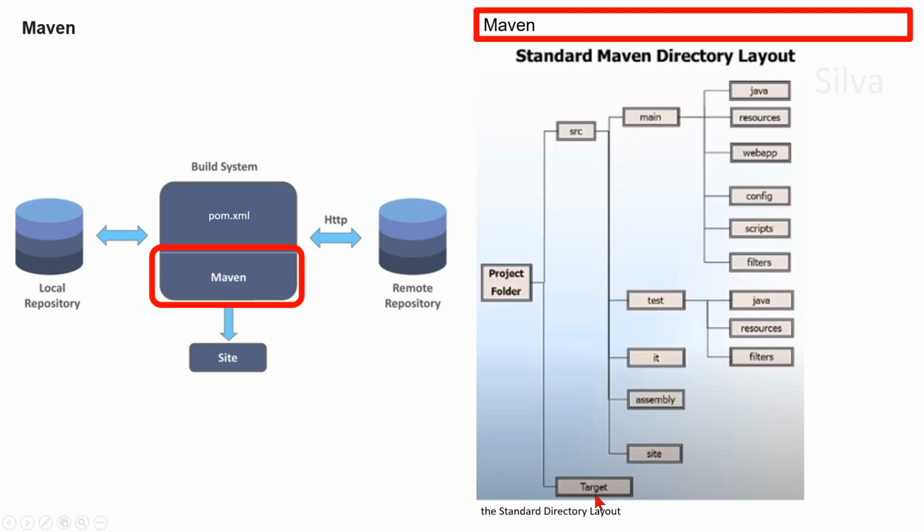The target directory is used to house all output of the build. The src directory contains all of the source material for building the project, its site, and so on. It contains a subdirectory for each type: main for the main build artifact, test for the unit test code and resources, site, and so on.